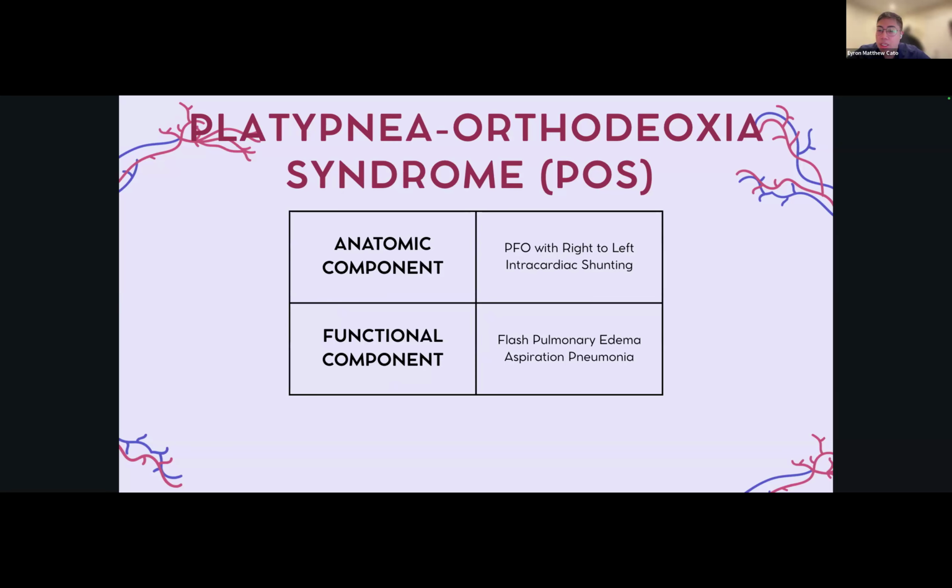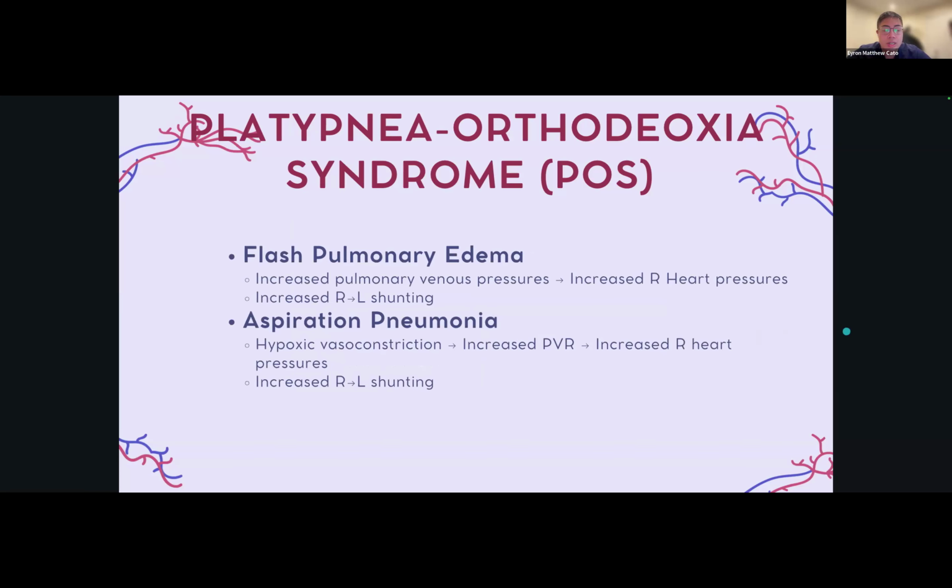For her functional component, she had flash pulmonary edema and aspiration pneumonia contributing to her POS. But the question is, how does that flash pulmonary edema and aspiration pneumonia contribute to her problem? So for her flash pulmonary edema, this would eventually result in increased pulmonary venous pressures, which in turn lead to an increase in right-sided heart pressures. So just a small increase in the right atrial pressure can favor the right to left shunting of blood through the PFO, predisposing her to POS.